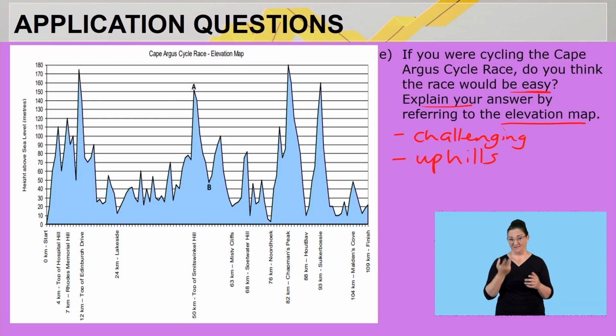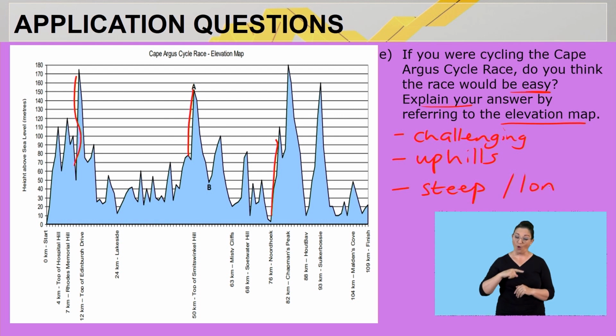Can you see? So here, it's an uphill, there's an uphill here, and so on. And we can see some of them are very steep, and we can say they are very long as well, so it covers a long distance as well. So in my opinion, this won't be an easy race. It will be challenging because of the many uphills that we see, and we can see it's quite steep, and in some cases it's also a long uphill. So that's in my opinion. I would think it won't be that easy.